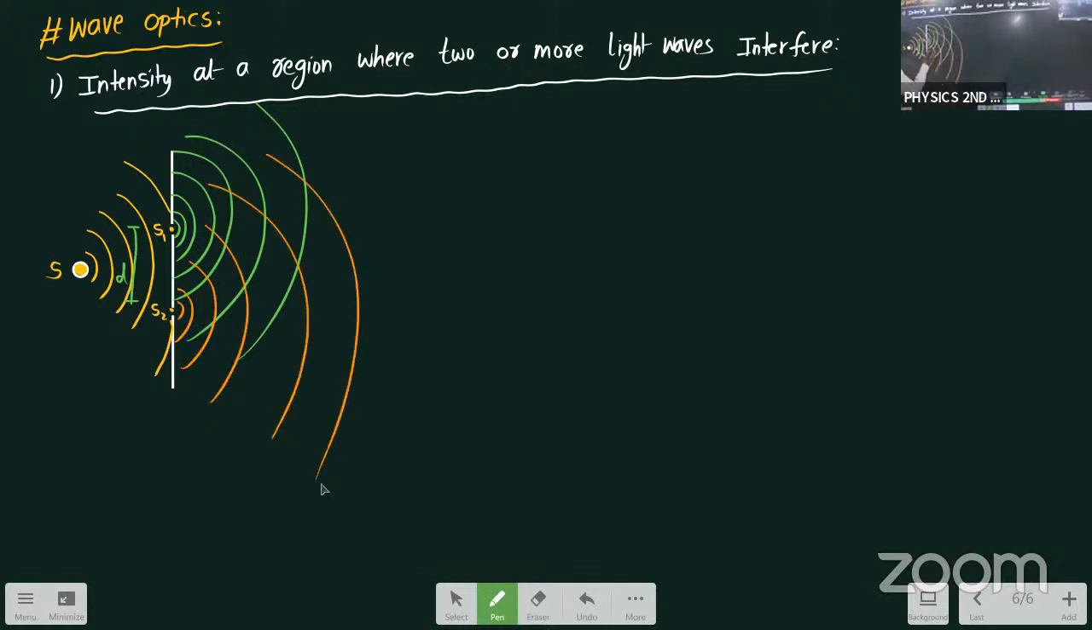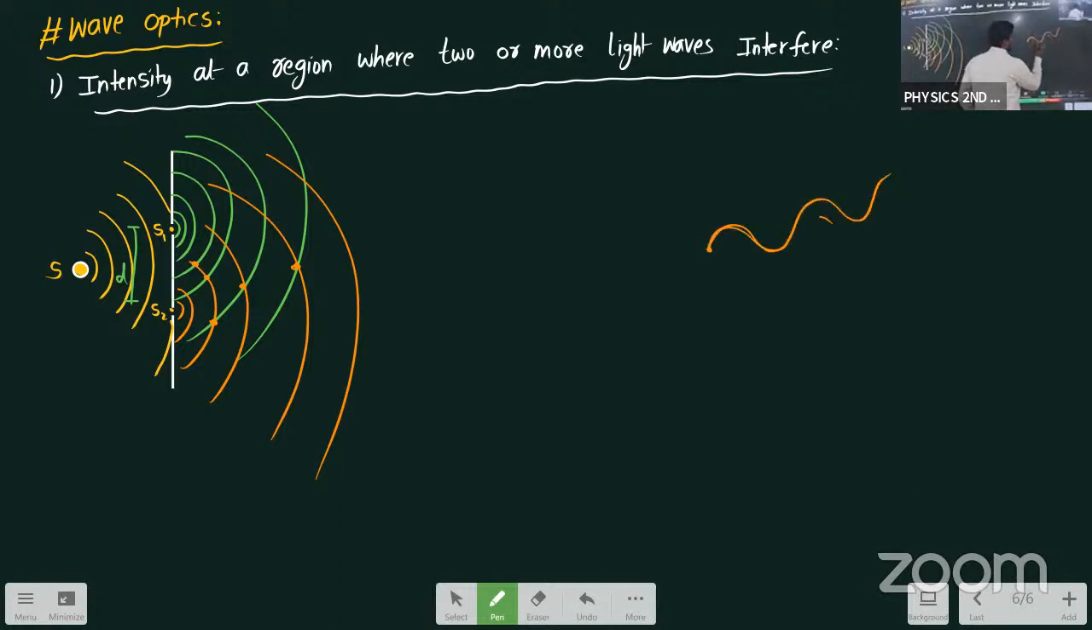So see here, the two waves are interfering with each other. Here the two waves are interfering with each other. Here the two waves are interfering with each other. So wherever the two waves are interfering with each other, if their phase difference is constant, what does it mean? Assume that there is one wave which is starting from here.